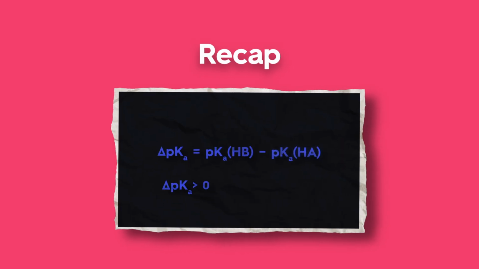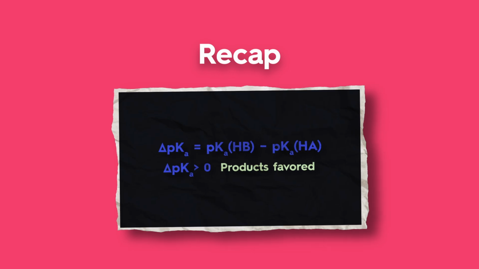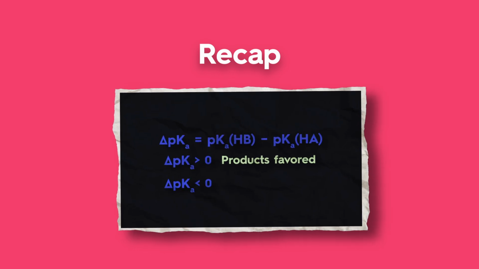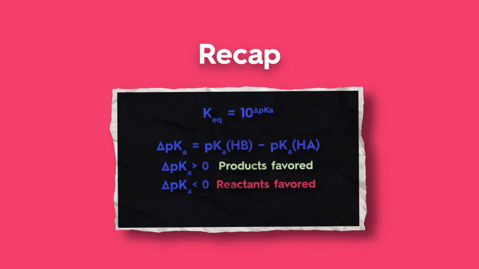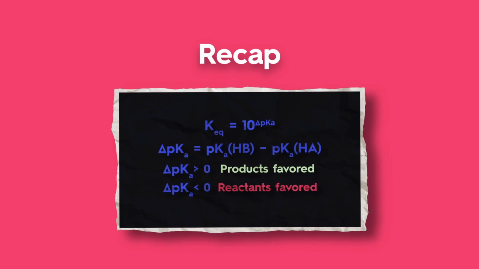To recap, when ΔpKa is greater than 0, the equilibrium leans toward the products. When it's less than 0, it leans back to the reactants. And the size of that shift? About 10 raised to the ΔpKa. That one number gives you the scale of the whole equilibrium.